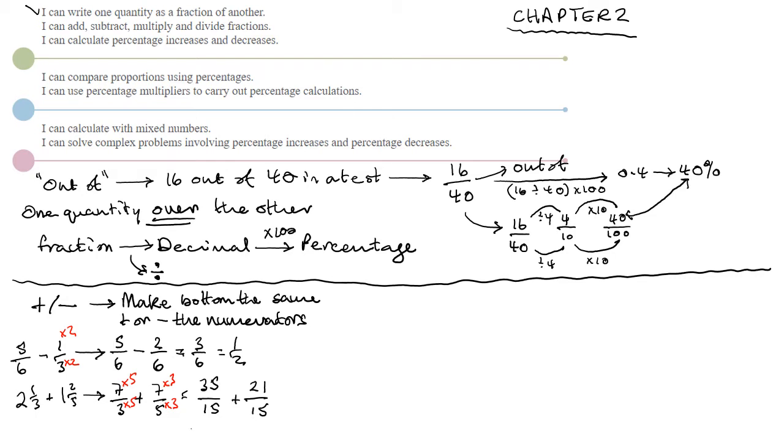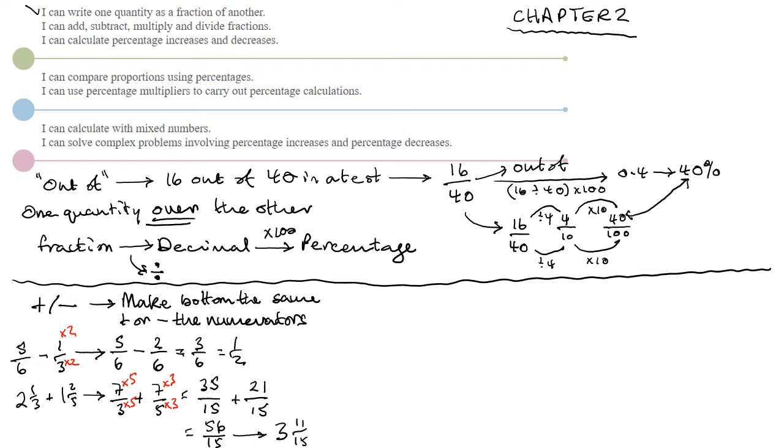That will give me 56 over 15. And what I'm going to do, I'm going to change that back to a mixed number. So I'll say 15 goes into 56 3 times. That's 45, 3 times 15. So that leaves a remainder of 11. So it'll be 3 and 11 over 15.